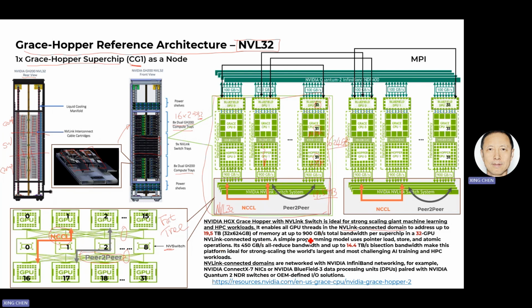And up to 900 gigabytes per second, because this 900 gigabytes per second is here because each thread on any CPU can access all the memory, which is 19.5 terabytes, and the bandwidth available is 900 gigabytes per second. And the memory access is going to go through this NVLink network. This is a peer-to-peer memory access. And the bandwidth is 900 gigabytes per second.